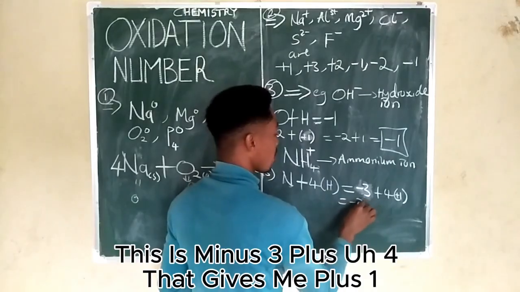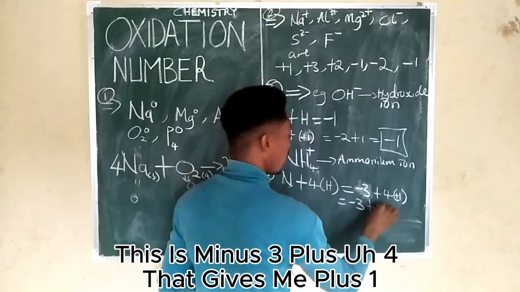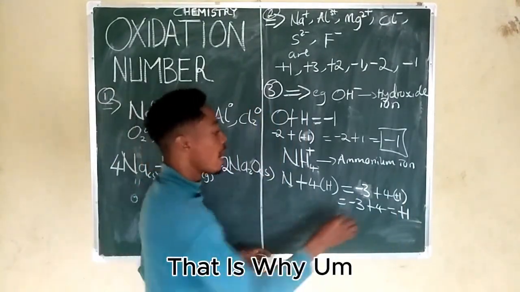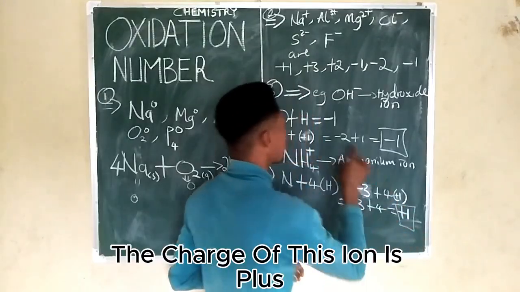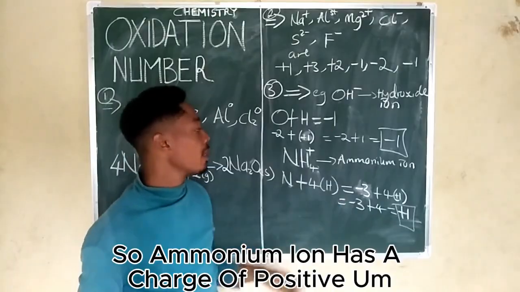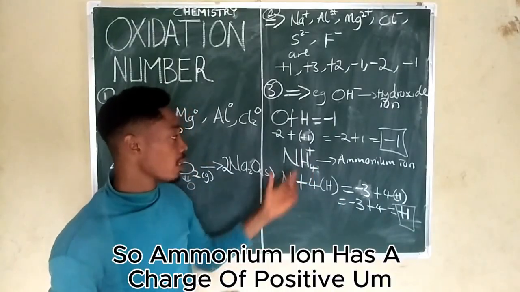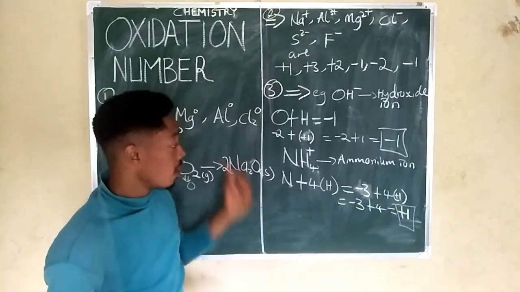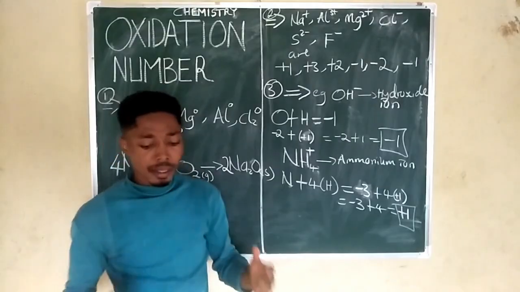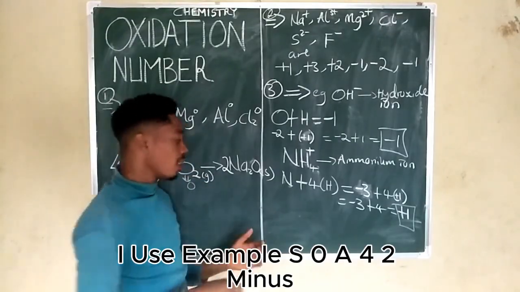So if you do this, this is minus 3 plus 4. That gives me plus 1. That is why the charge of this ion is plus. So the ammonium ion has a charge of positive 1. We can look at other polyatomic ions.